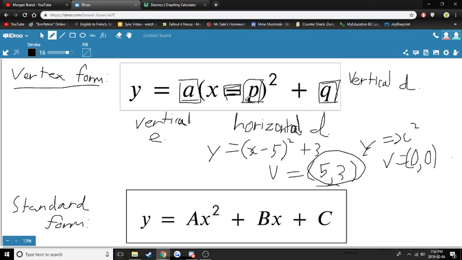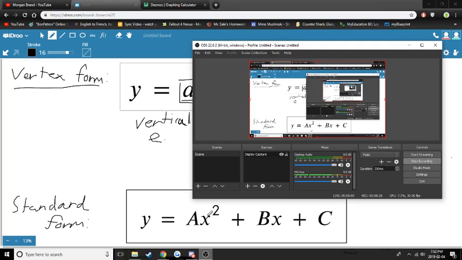So yeah, that's pretty much it about vertex form. Yeah, thank you, Alex.